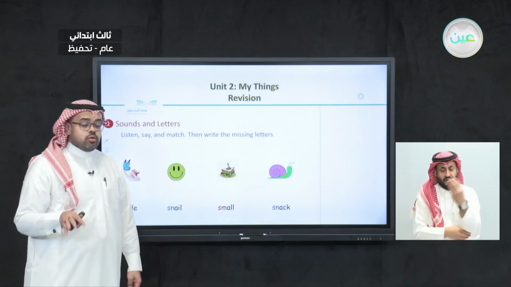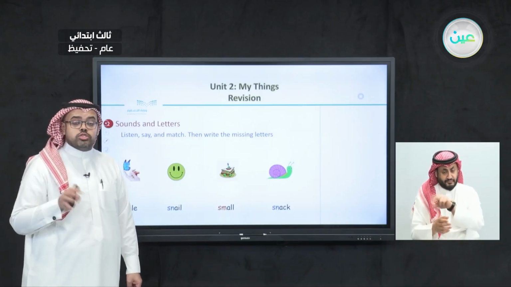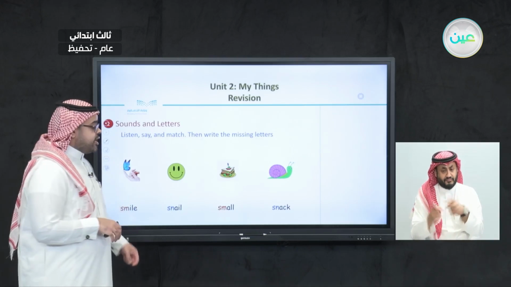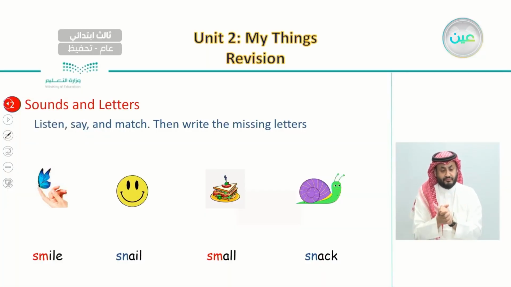So, in your books, you have this word which is already matched. And this word is the word small. Small. And small here is indicating the butterfly, which is a small butterfly. A small butterfly. Now let's try to match the other words.